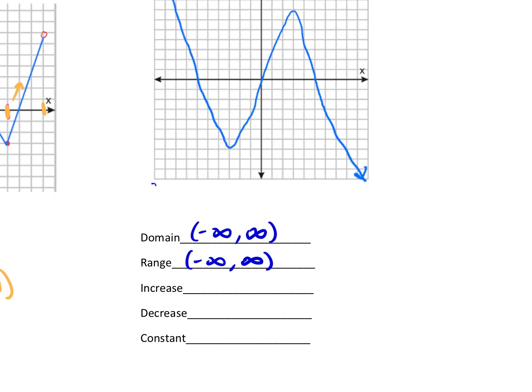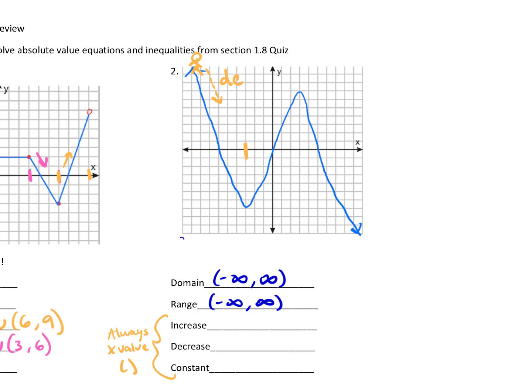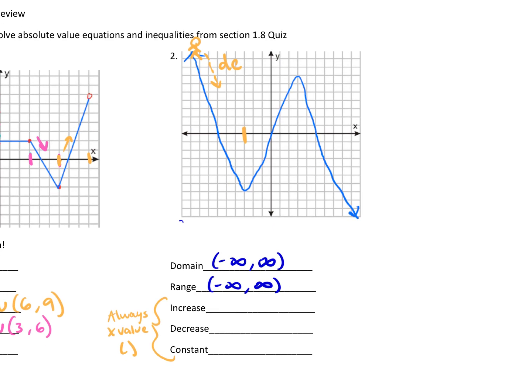Now for increasing, decreasing, and constant. Again, these are always what? X values and parentheses. So starting at the left side of our graph, we are walking downhill, so we're decreasing. Negative infinity to -3. Awesome. So since our arrow is pointing to the left forever, we're decreasing from negative infinity to the x value of -3. So negative infinity to -3.